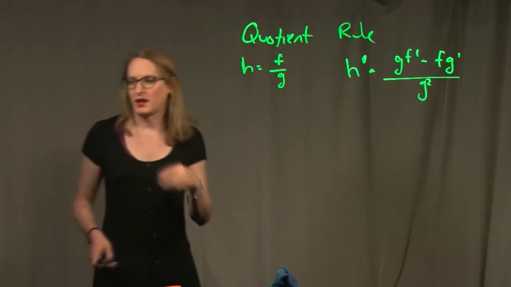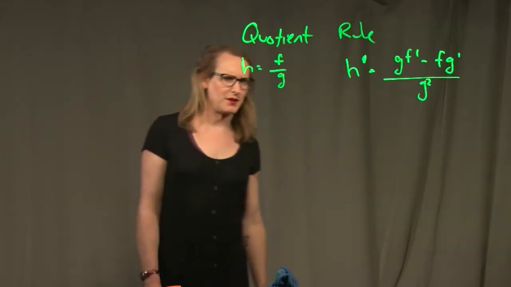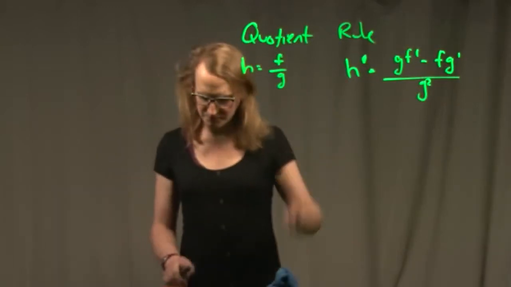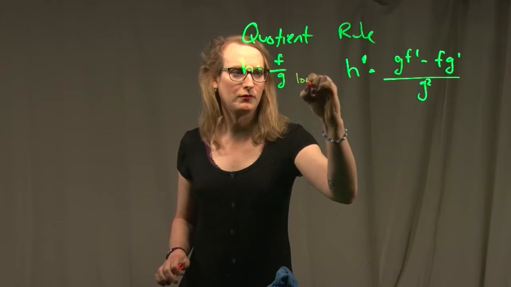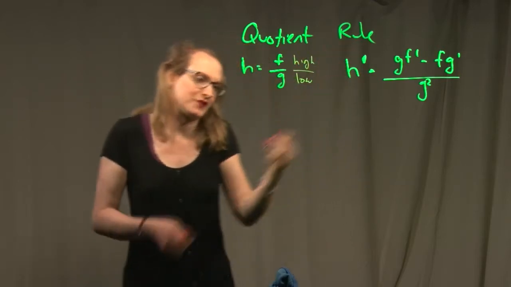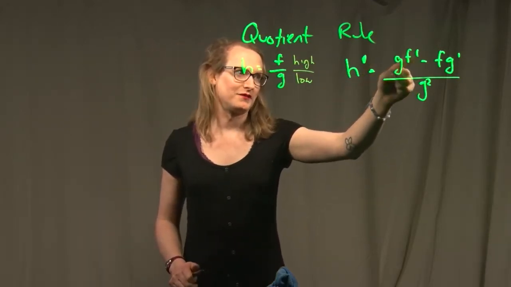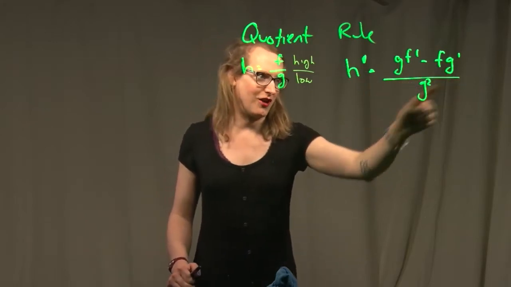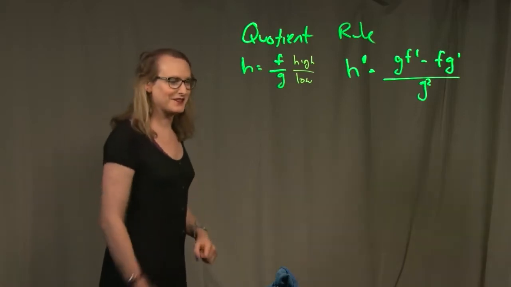So I want to give you a little, is it a mnemonic device? So this is low. G is the low one, low. And this one is high, because it's on top. So it goes low d high, where the d is for derivative. Low d high minus high d low. Draw a line and square below. It's like a square dancing thing.